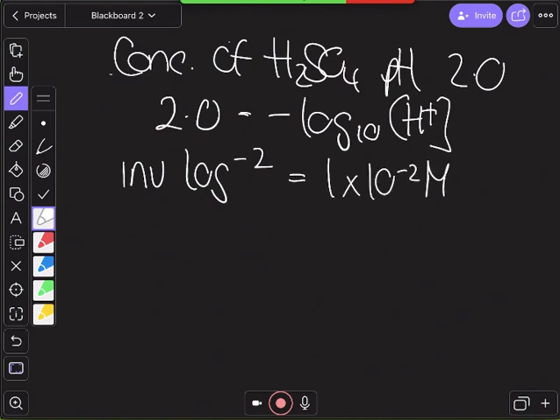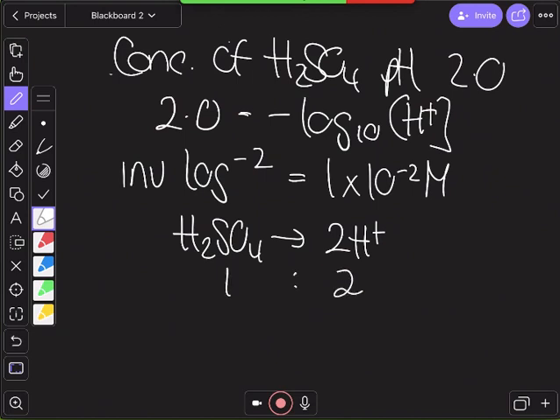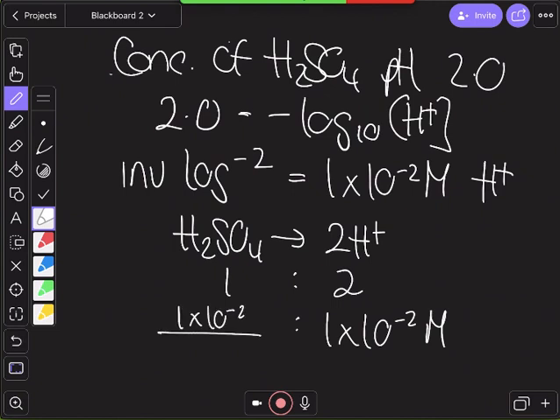And then you just have to recognize that H2SO4 has 2 H pluses. So it is a 1:2 ratio, and you've just found out that your H pluses are worth 1 by 10 to the minus 2. So half of that is your concentration of your sulfuric acid. Does that kind of make sense?